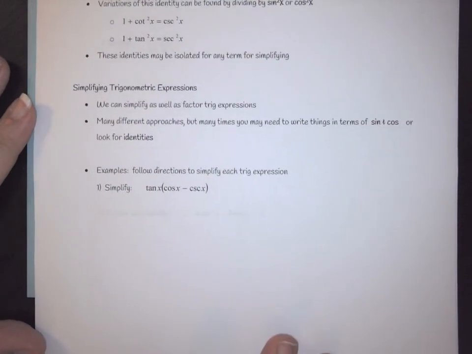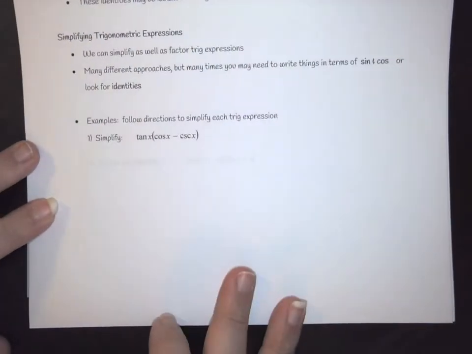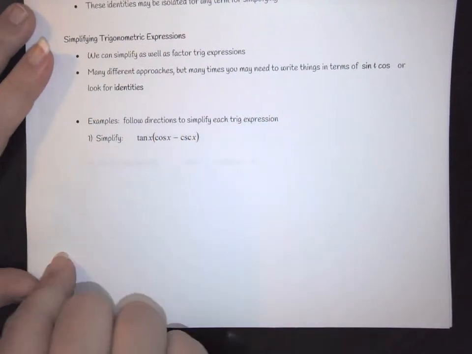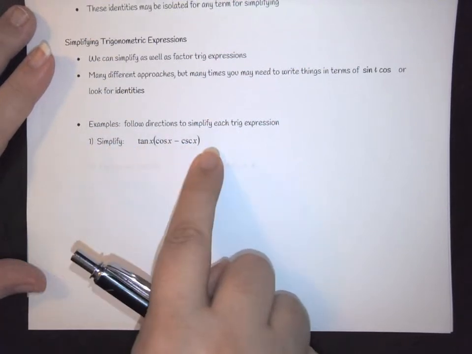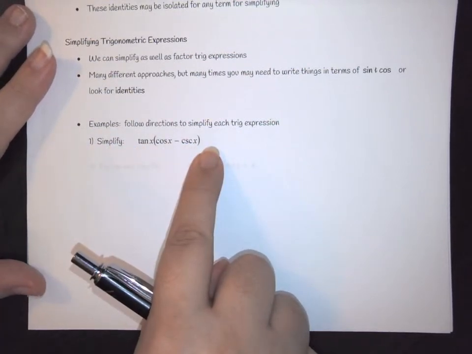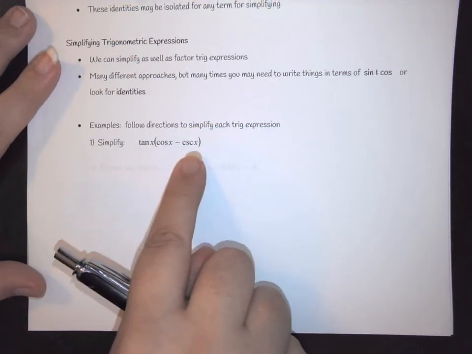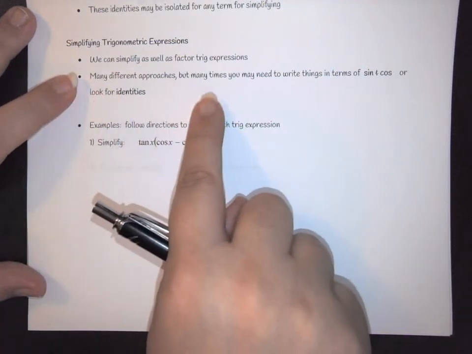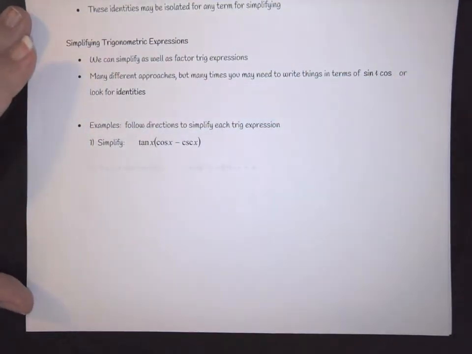Now, in most of your problems, you are going to be asked to either simplify or solve. So here, we want to follow the directions to simplify each trig expression. We're given an expression here, and you want to simplify it as far as you can go. The way you do that is by manipulating the pieces in this equation in order to reduce it down. As a hint, you need to write things in terms of sine and cosine, or look for different identities in order to make things smaller.